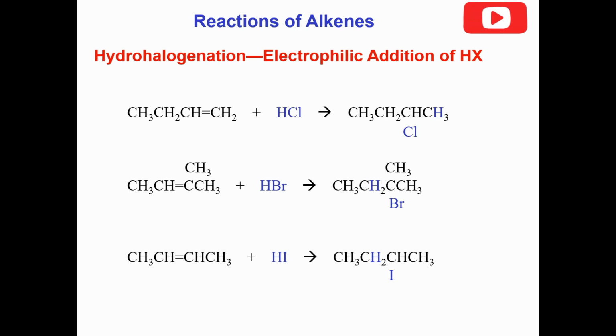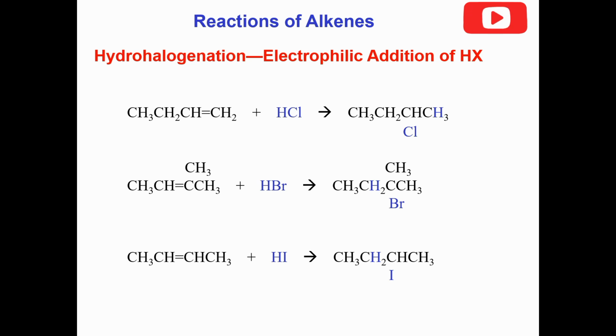So the first compound is asymmetrical because the first carbon has two hydrogens, and the second carbon has one hydrogen. So following Markovnikov's rule, I'm going to give hydrogen to the first carbon and chlorine to the second carbon.